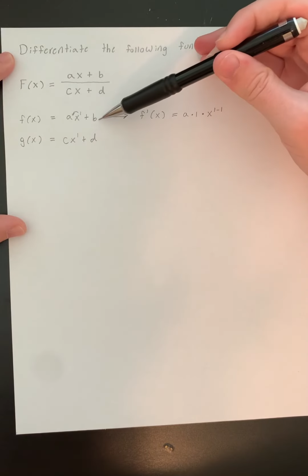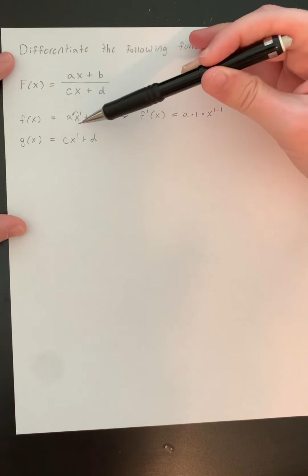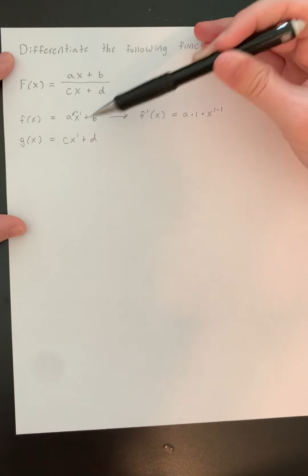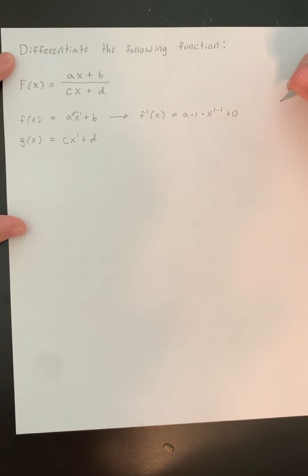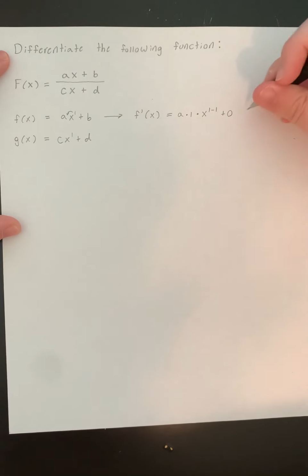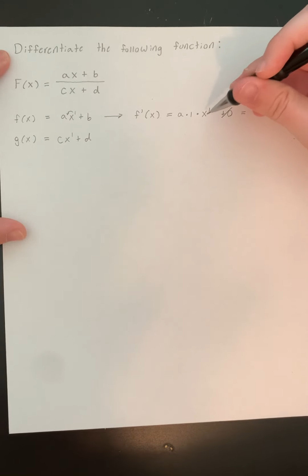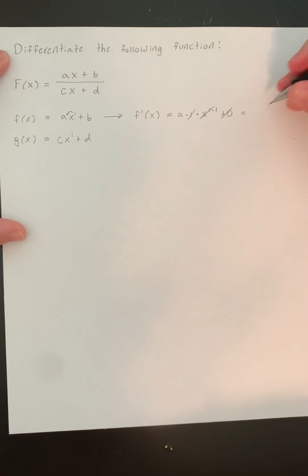Finally, for this last term, the b right here, when we're differentiating with regard to a certain variable, in this case x, if we have a term that doesn't contain that variable, we just get rid of it. So that b just becomes 0. When we rewrite it, we get rid of the 0, and x to the 1 minus 1 is x to the 0, so that just becomes 1. This 1 also goes away, and we're just left with a.